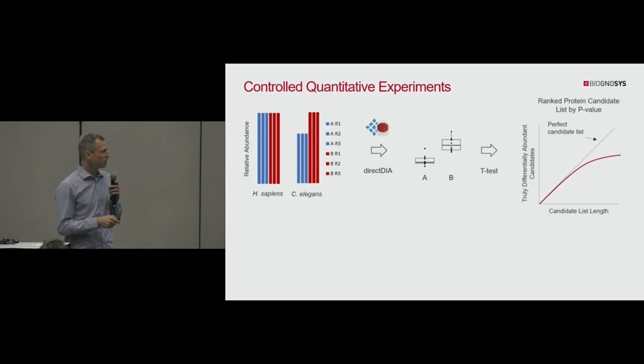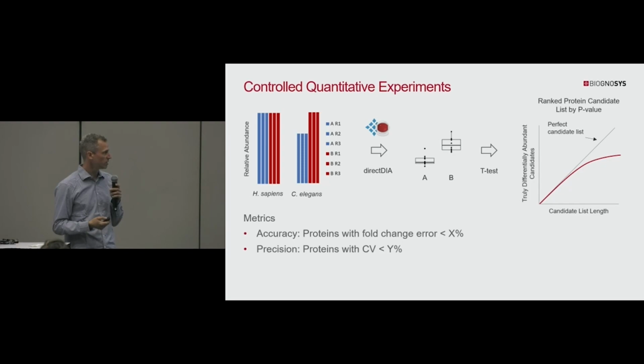And then what you can generate are these what we call candidate list curves. And what they essentially show is your candidates ranked by p-value. And based on the ground truth, you know how many of the candidates are actually truly differentially abundant proteins. And then you can perform some statistics on these candidate list curves. So for the accuracy metrics, we are using how many proteins have a fold change with an error smaller than X. For precision, we are using how many proteins have a CV smaller than Y.